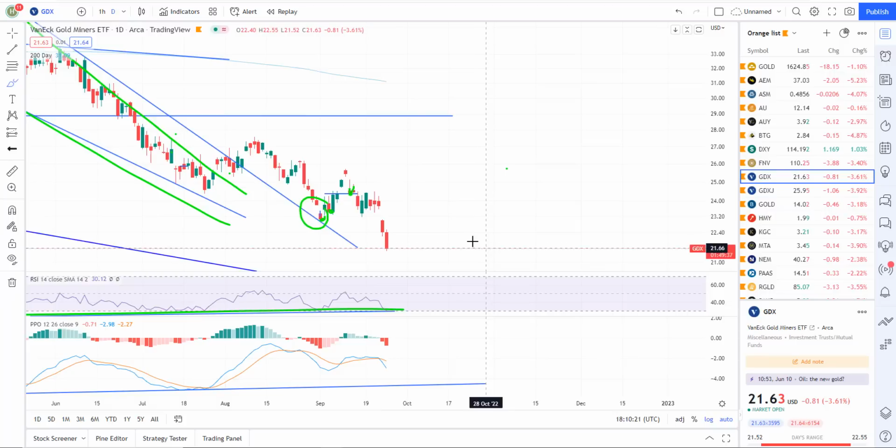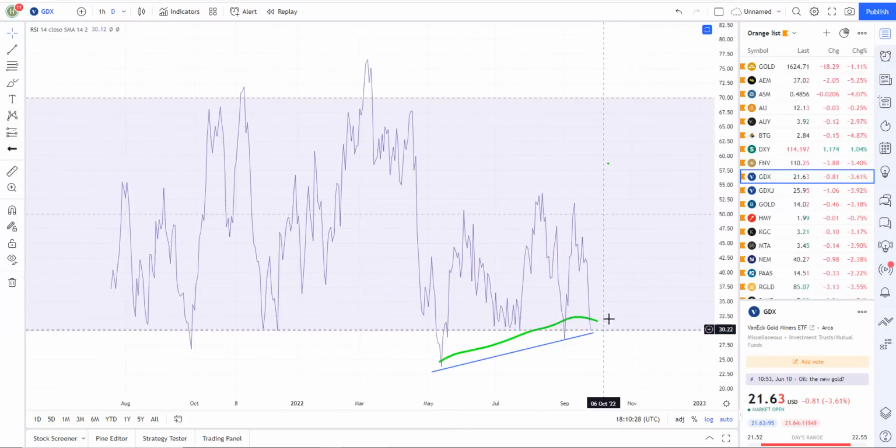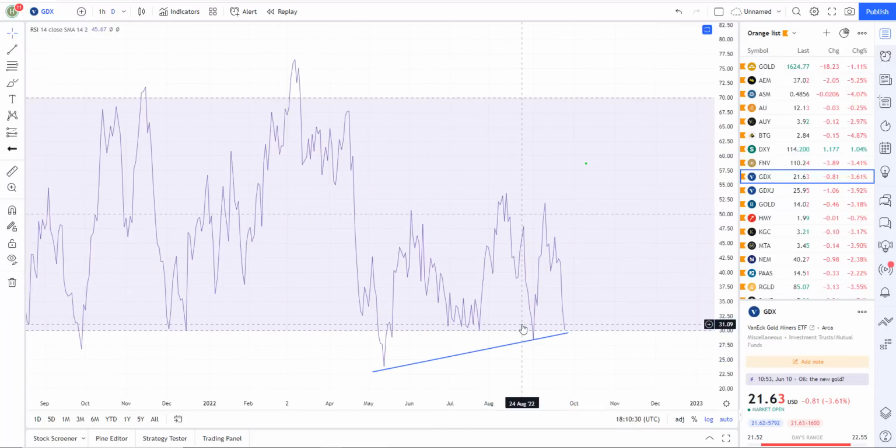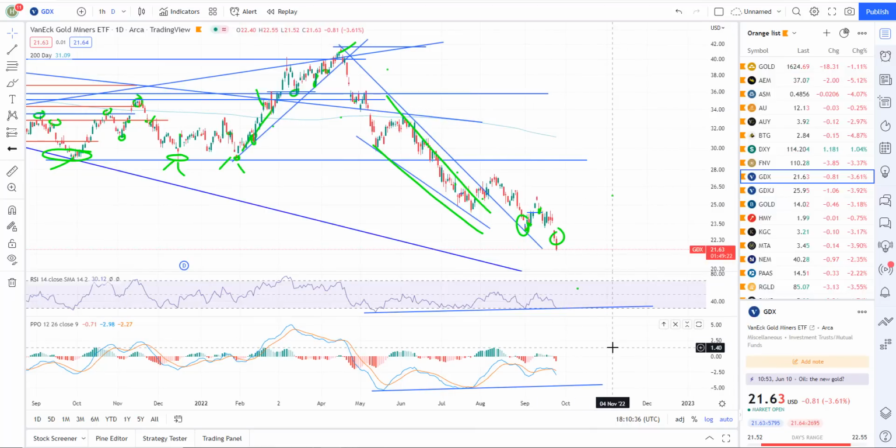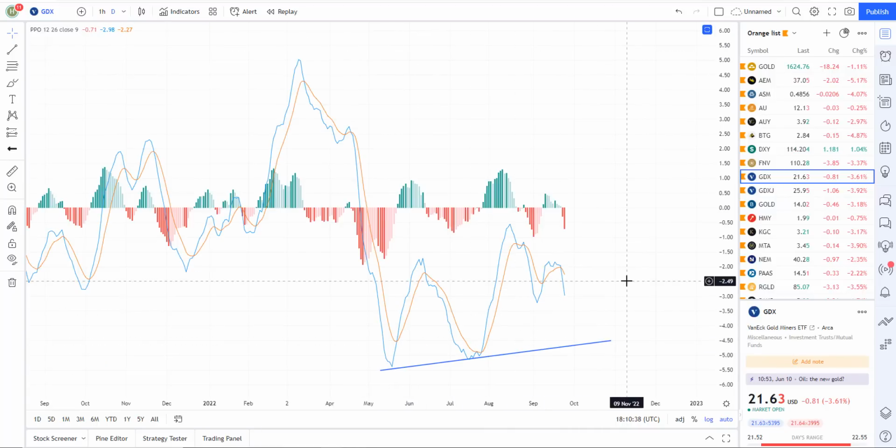When I look at the miners, again, they continue to drift lower. Here's GDX making a new low over the last 2 days. When I look at the RSI on the daily chart, you can see we still have that bullish divergence. But we are pointed straight down right now, so much lower. We're going to start taking these out, but we still have it right now. And then on the PPO, we still have the bullish divergence there.